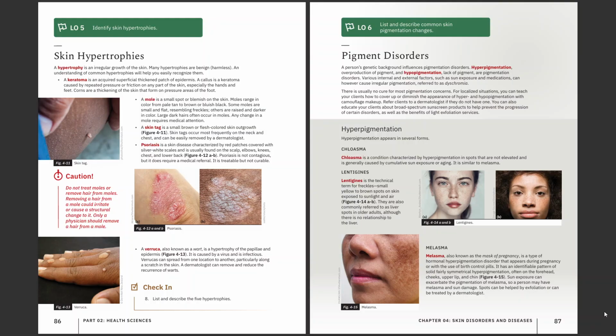Hyperpigmentation. Hyperpigmentation appears in several forms. Chloasma is a condition characterized by hyperpigmentation in spots that are not elevated and is generally caused by cumulative sun exposure or aging. It is similar to melasma.